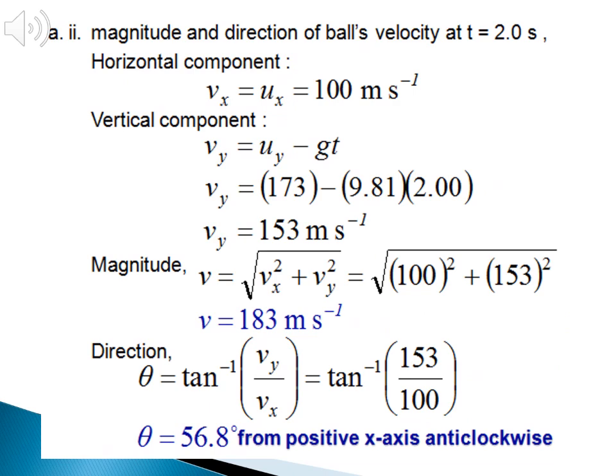For the magnitude and direction of the ball's velocity, you can use the formula v equals u on the horizontal and vertical components. Then, insert all the info that you get from the question and find the magnitude and direction for it.